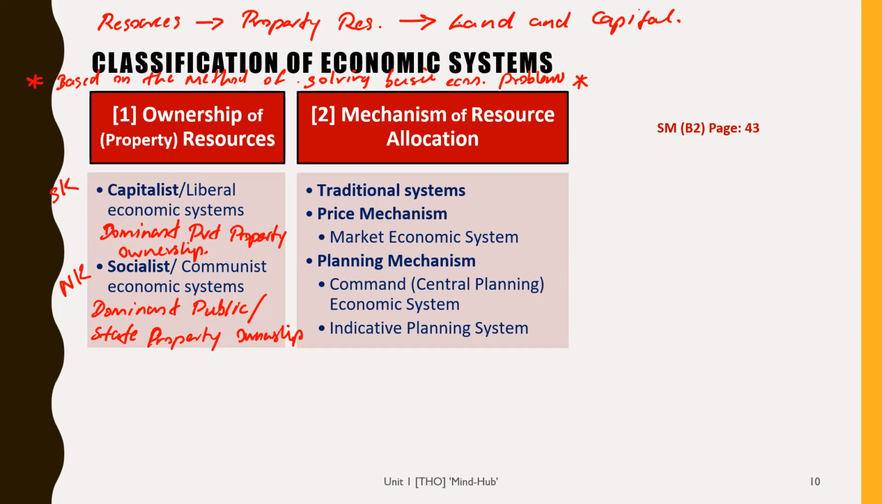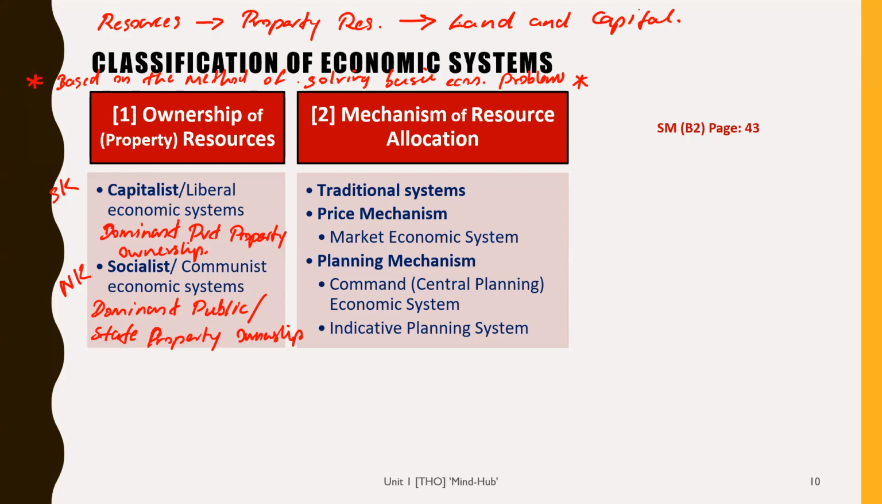It's not always the case, but generally we see a relationship where most capitalist-based countries tend to follow the market price mechanism, so the market system. Most socialist-based countries tend to follow the planning mechanism or the planning system. Again, please make sure these things are studied and understood separately. That's why they are in two different columns. Don't mix them up.